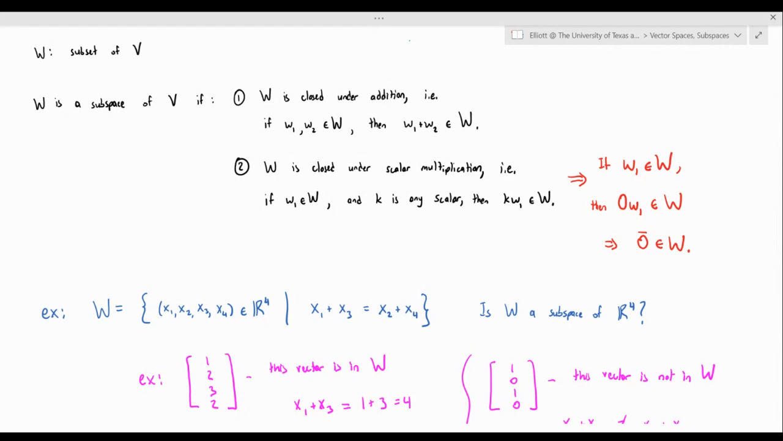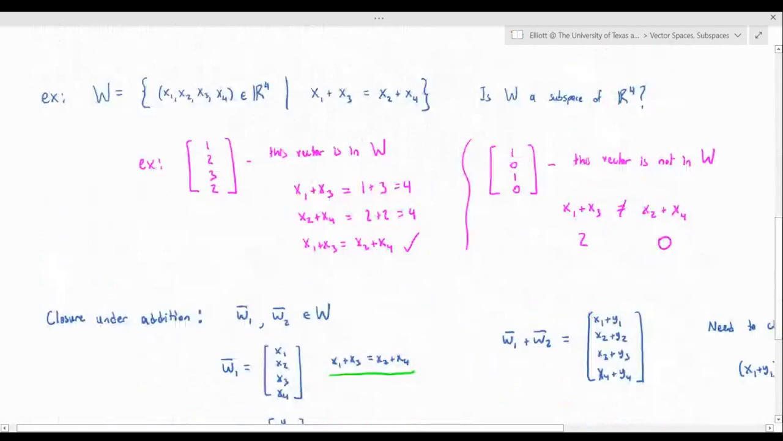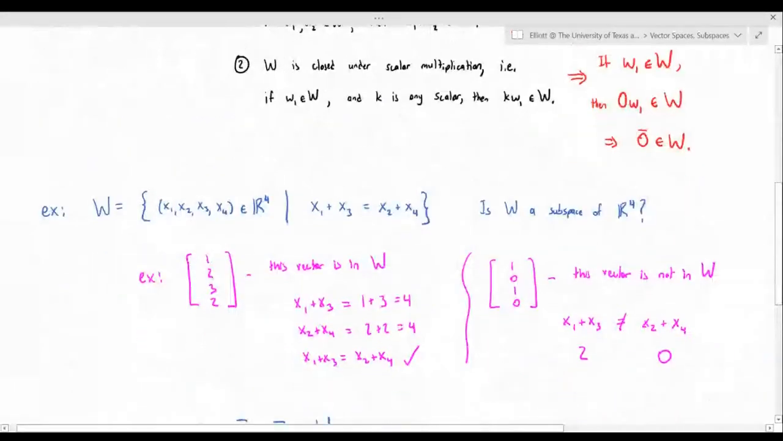Sorry, can you hear me? Yes. I didn't understand that last part where you say you can just assume that it's in W. Talking about the 0 vector, you mean? Yes, sorry about that.